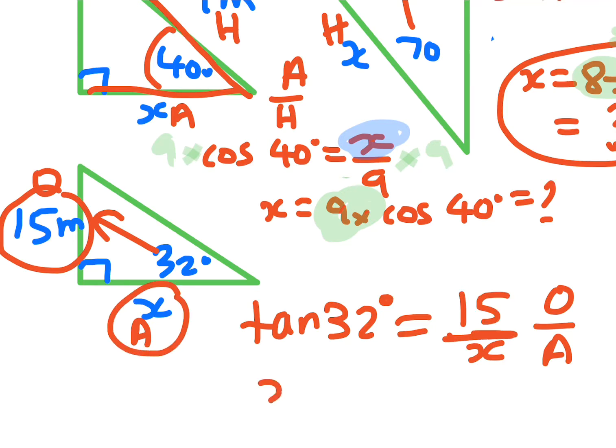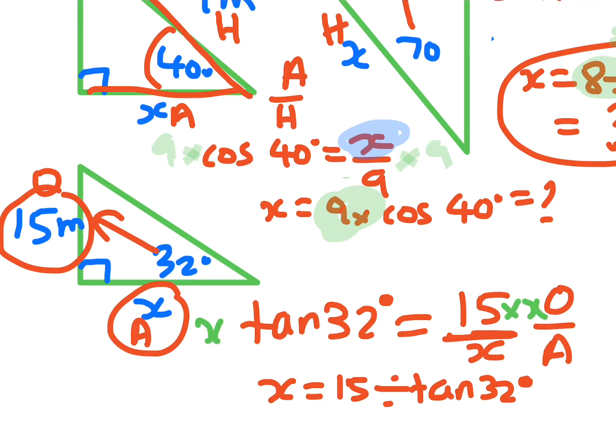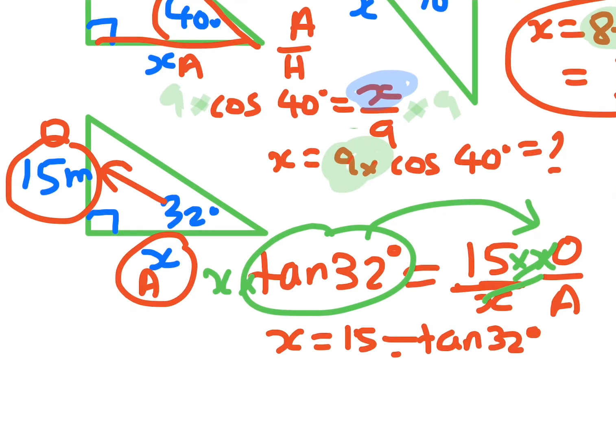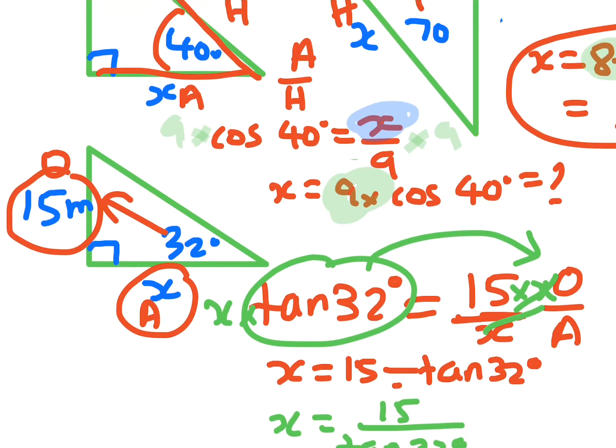Now when x is on the bottom, you divide. So 15 divided by tan 32. Reason? Because when you multiply by x on both sides, they cancel out. And then when you go to move the tan 32 to the other side, it's got to become division. You could write it as 15 over tan 32 as well. So just go back and look at those ones just up the top here.